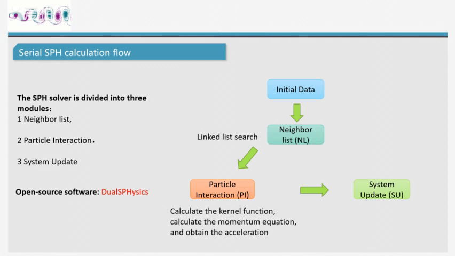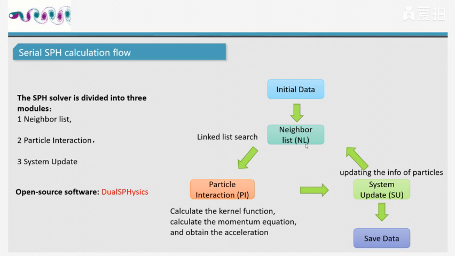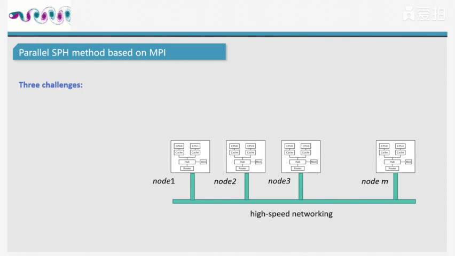One of the most famous SPH open source software is DualSPHysics. Its calculation process is divided into three main modules: neighbor list, particle interaction, and system update. Their relationship is as shown in the figure. At present, using MPI to realize SPH is a great challenge. The first problem to solve is the distributed storage of particles.